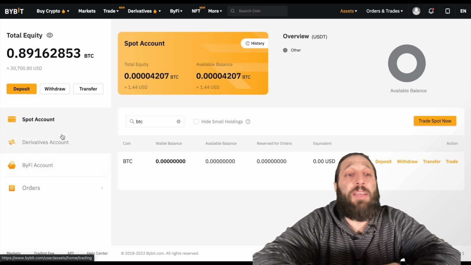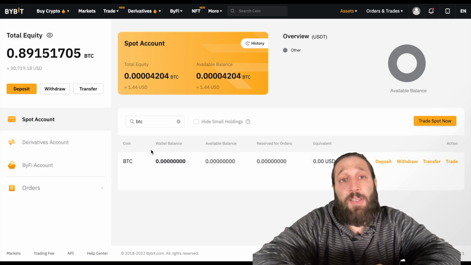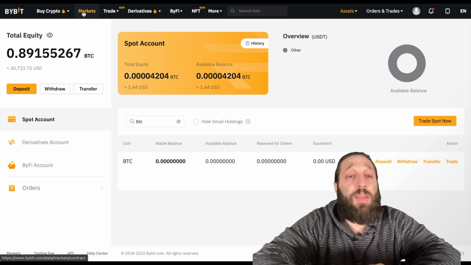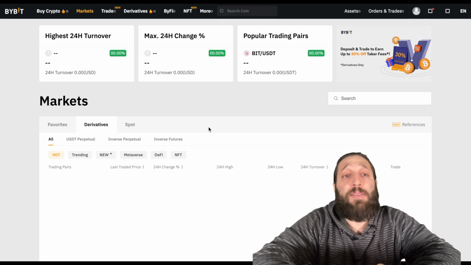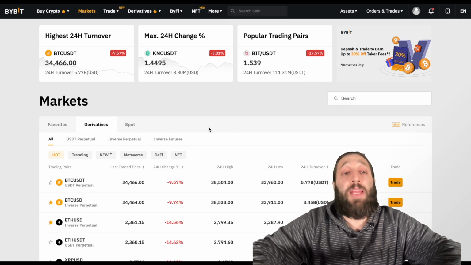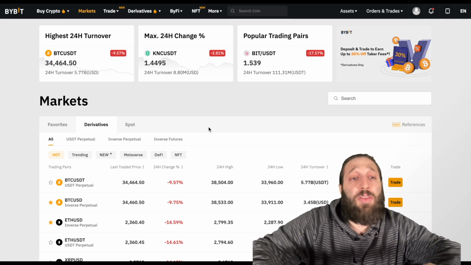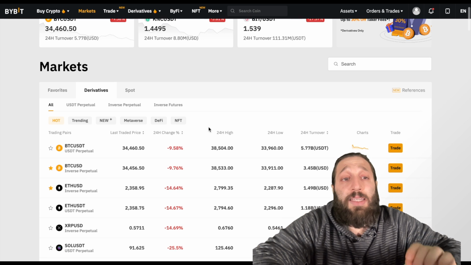And I'll explain the difference, and we'll actually make some transfers from our spot account, our derivatives account, and our ByFi account. So let's go ahead and start with the markets. We are going to start with spot trades, and then we're going to go over to derivatives. I'm going to explain what inverse perpetual contracts means and why I trade those. So let's start with the spot market.